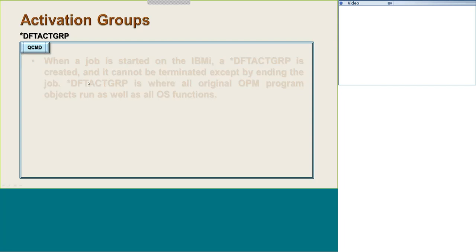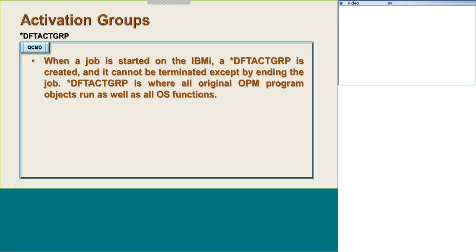So we have a default activation group. That is a situation that exists when you log on. You log on, you create a job, and you create a default activation group, and Q command gets initialized. Now, you can only terminate this particular activation group by ending the job. So you start the job, you get your default activation group, and you terminate the job to close down the default activation group.